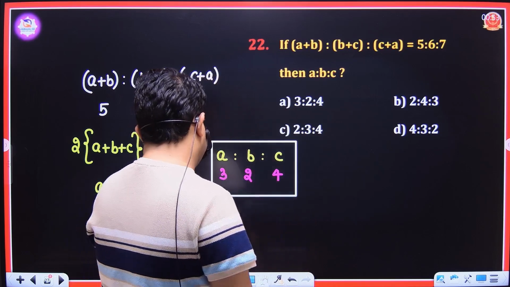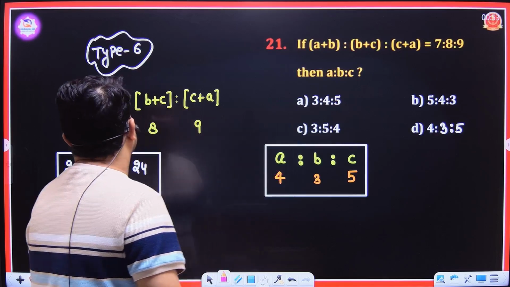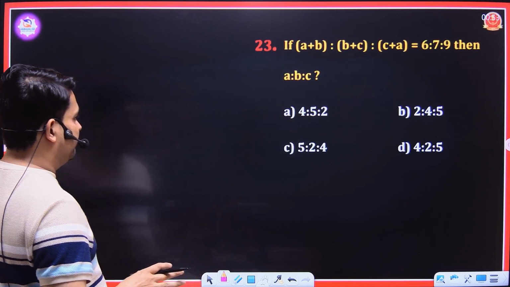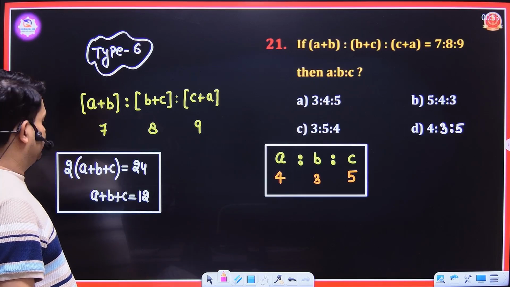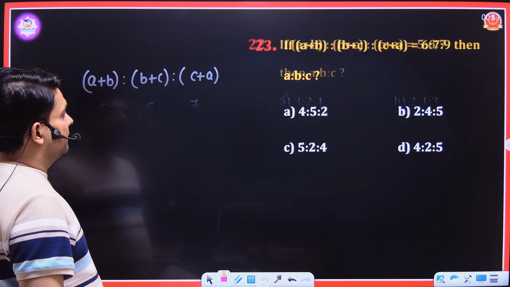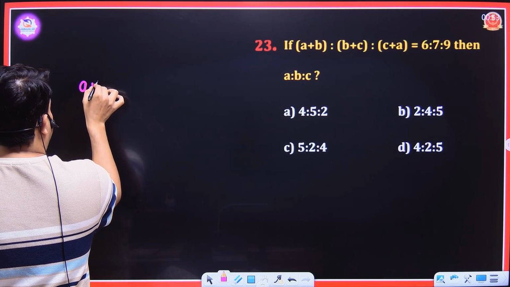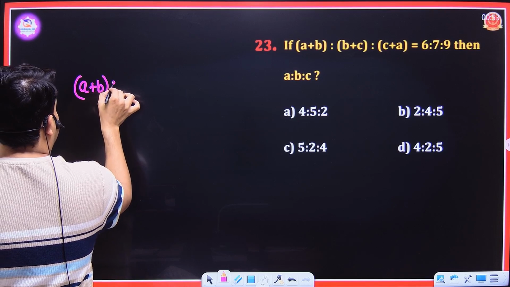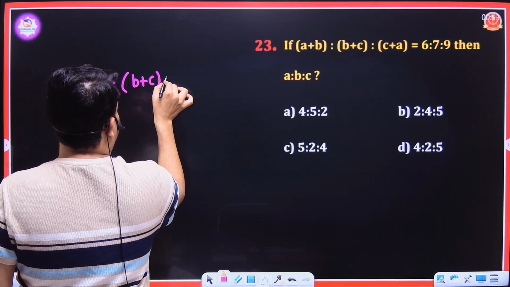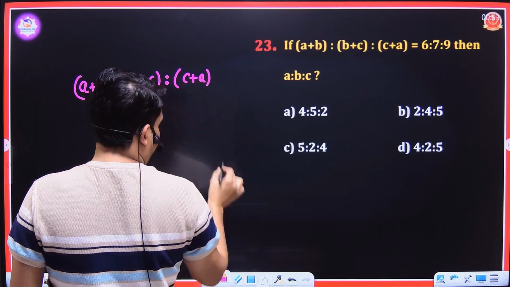So this one was the sixth ratio. This one, I think we have solved. Okay, this one is the last ratio. So we will solve it also. We have a plus b. So we have a total of 7 types of ratios. So you will practice them hard, because these will be beneficial in upcoming arithmetic chapters.